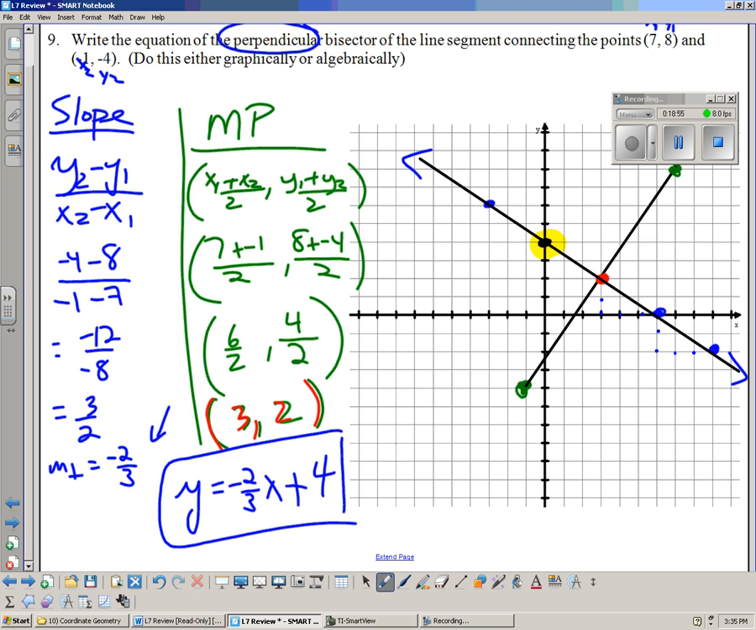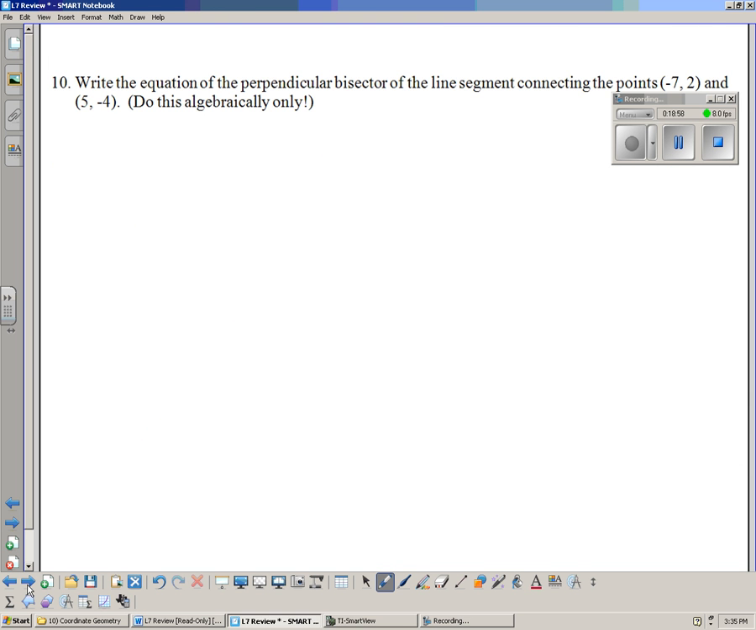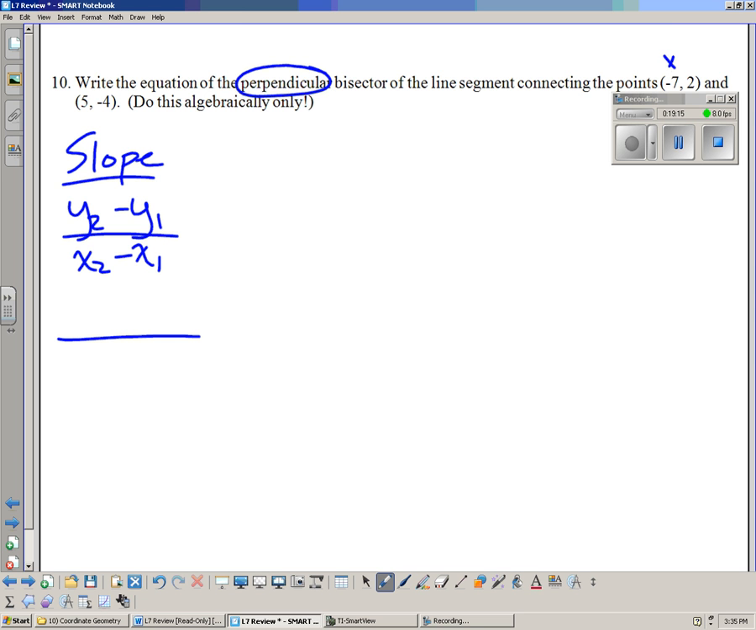Okay? Now on the next one, we have to do this totally algebraically. So we're writing the equation of the perpendicular bisector of the line segment connecting -7, 2 and 5, -4. Again, perpendicular, we have to get the slope and find its negative reciprocal. We'll label our points x1, y1 and x2, y2. So y2 is -4 minus y1, which is 2, divided by x2, which is 5, minus x1, which is -7. -4 minus 2 is -6. 5 minus -7 is 12. And -6 divided by 12 is -1 over 2.